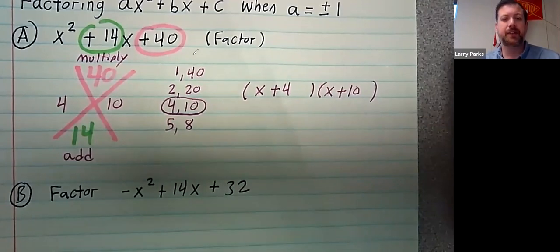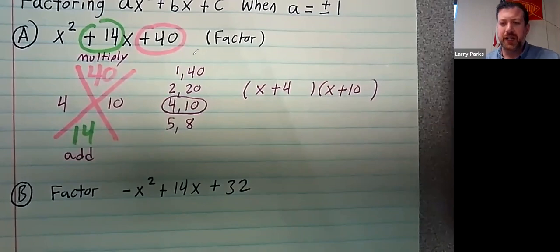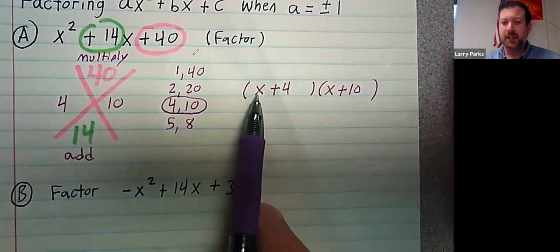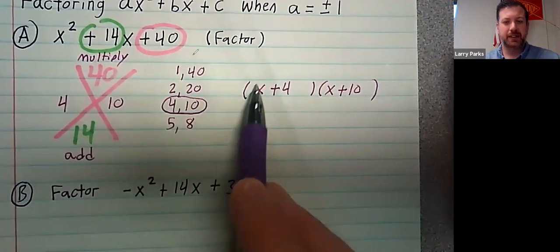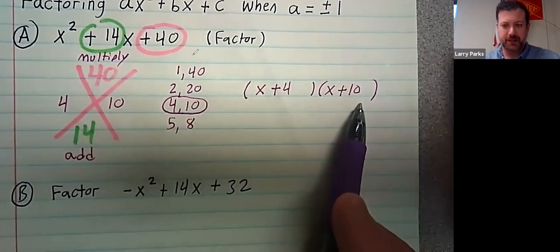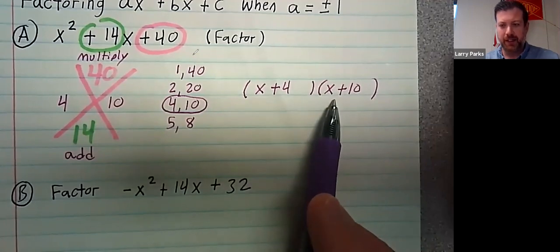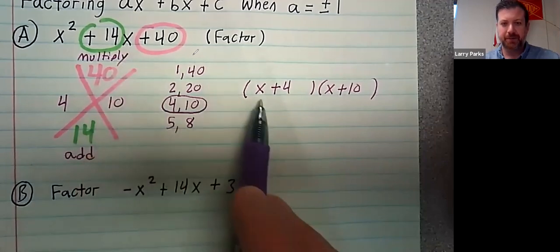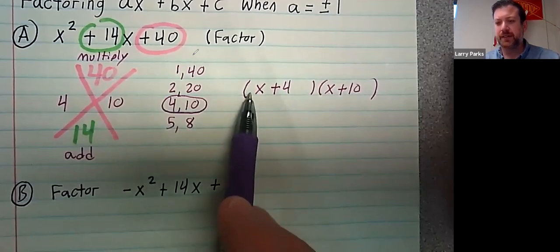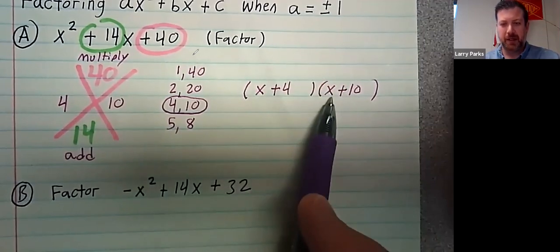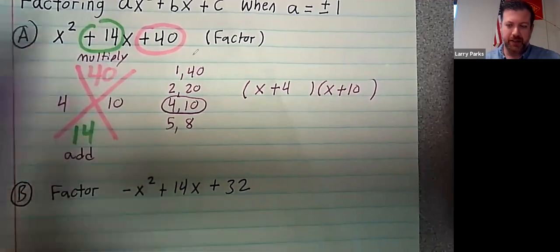Okay. So that's our first example. Now, if you want to check your work, you could distribute and go x times x is x squared. X times 10 is 10x. 4 times x, 4x. Add that to your 10x from before, you get 14x. And then 4 times 10 is 40. So anytime when in doubt, you could just multiply these two binomials and make sure you get the same result.